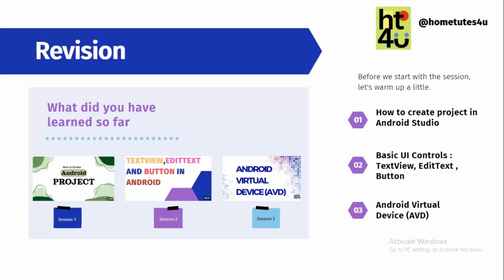Before we start our session, let's discuss what you have learned so far. In the earlier videos, we have learned how to create a project in Android Studio, which we discussed in session 1. Then basic UI controls like text view, edit text, button, and how to implement these controls on your screen, which we learned in session 2. And in the last video, we learned how to create an AVD, meaning Android Virtual Device, and how to run and test our application in this created AVD.